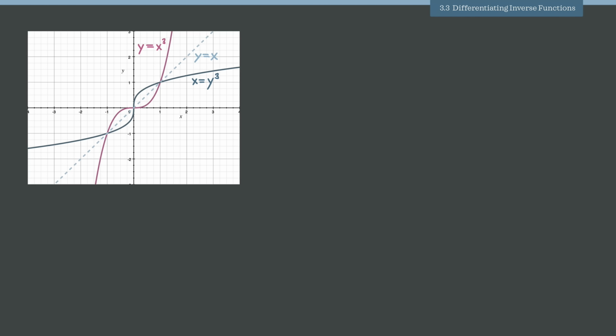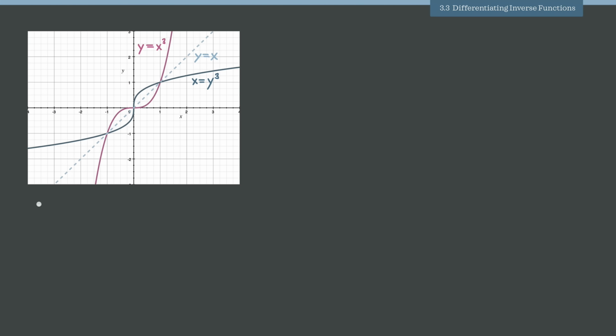So for topic 3.3, differentiating inverse functions, there's really 2 kinds of problems that show up most often on the AP test, and we really want to be able to handle both of them. The first thing we want to remember is that inverse functions are just reflections of each other over the line y equals x, and they just have their x and y values swapped.